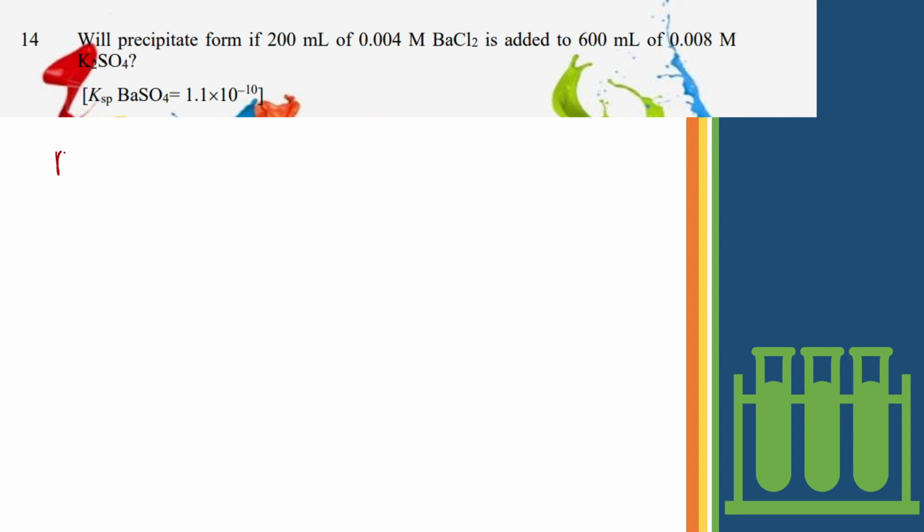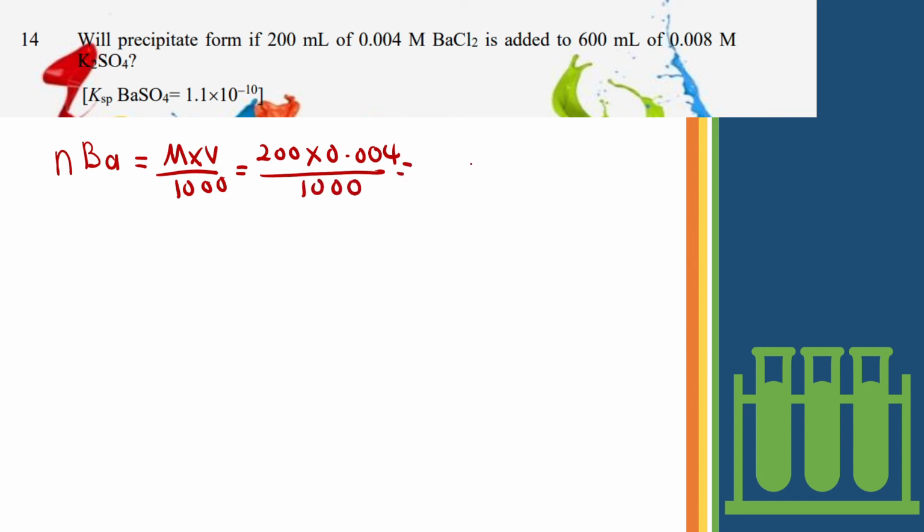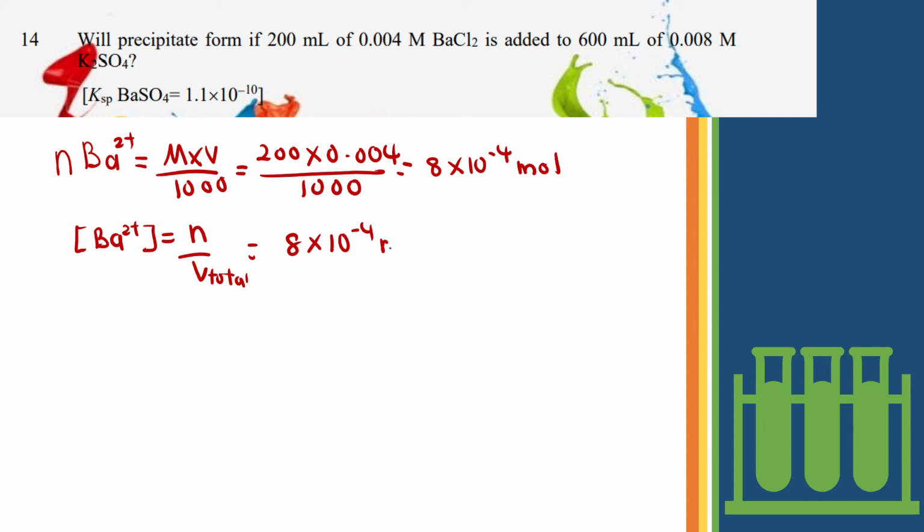So, mula sekali kita kira bilangan mol barium. So, bilangan mol barium is equal to MV over 1000. Molarity times volume divided by 1000. So, kita ada 200 ml darab 0.004 over 1000. So, we got for barium is 8 exponent negative 4 mol. And then the new concentration of barium, Ba2 plus, is equal to number of mol over V total. So V total di sini adalah 200 plus 600. So kita dapat 8 exponent negative 4 mol over 600 plus 200 over 1000 liter. So 1 exponent negative 3 molar for barium 2 plus.